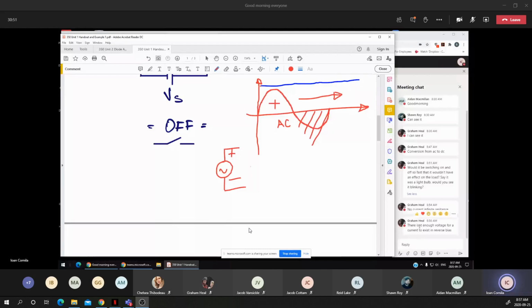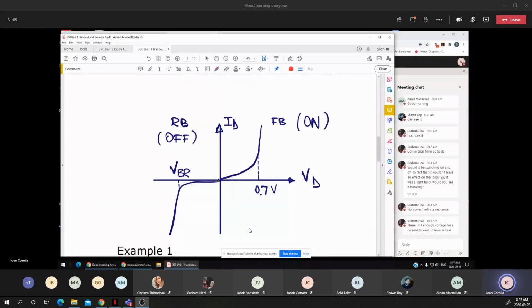There isn't enough voltage for the current to exist in reverse bias. I mentioned that this reverse current is very small, milli or nano amps. That's why in calculations, we are not taking the reverse current into account. We'll approximate the reverse current as being equal to 0. It's too small to take into account.